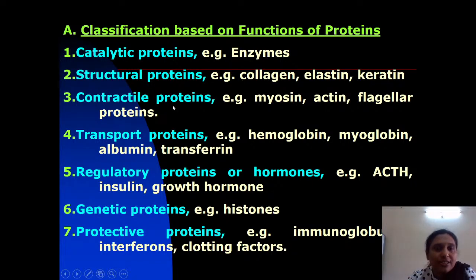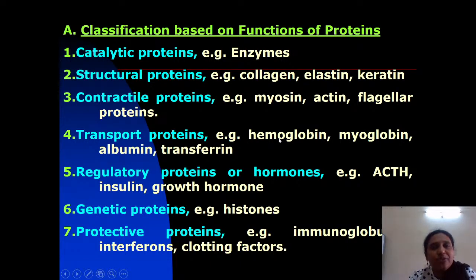A few proteins have a role in muscle contraction. That is myosin, actin, flagellar proteins. These are the contractile proteins. A few proteins help in transportation. Those are called transport proteins. Examples are hemoglobin, myoglobin, albumin, transferrin, etc.